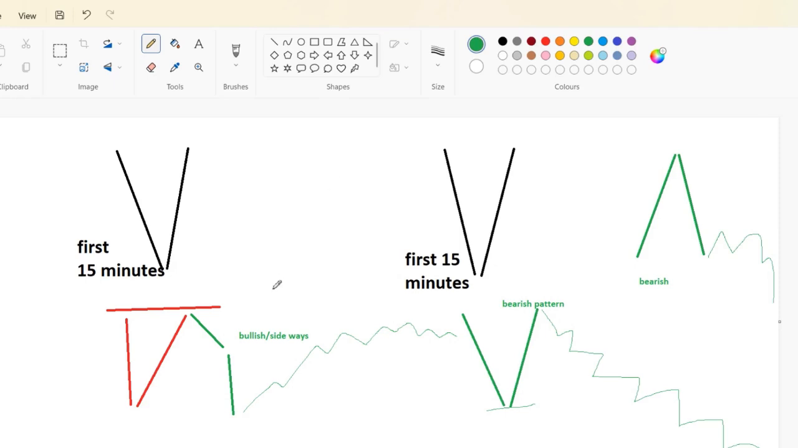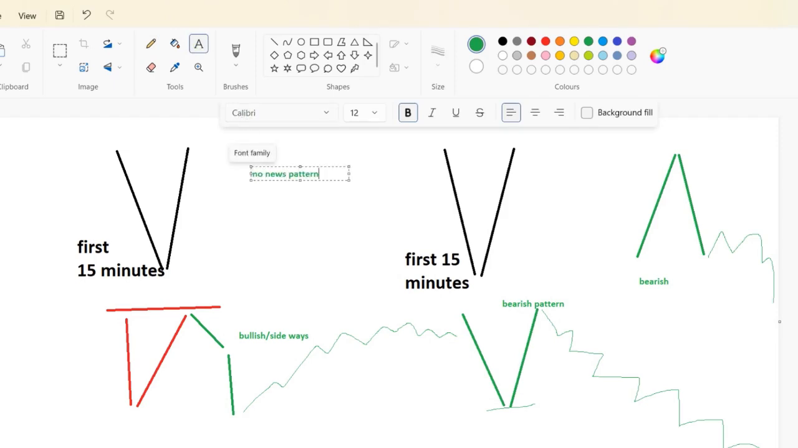Okay, and of course these patterns need to be combined with another element, which is price action and the sentiment of the day of the market. So screenshot those and use them in your own day trading. And today you're going to see us trade. But remember, these are no-news patterns. So these patterns happen when the market is flat. There's nothing going on. It's just consolidating, going sideways.